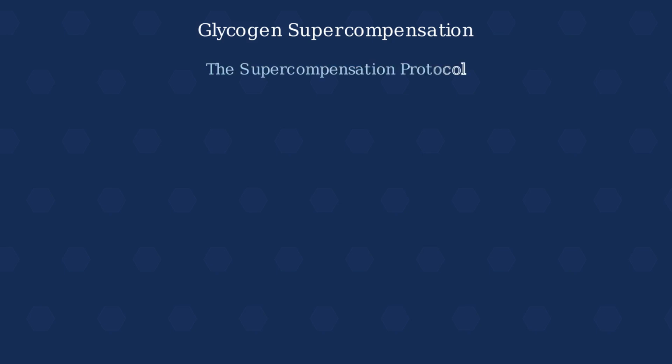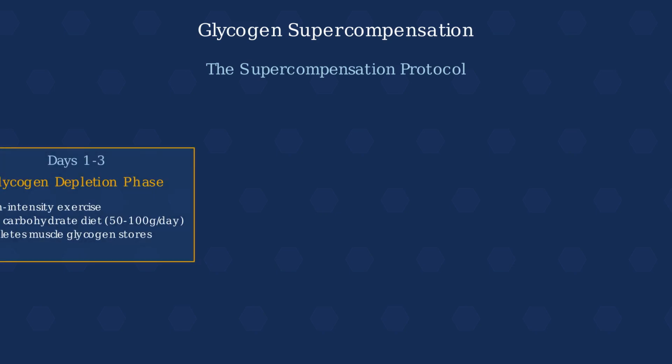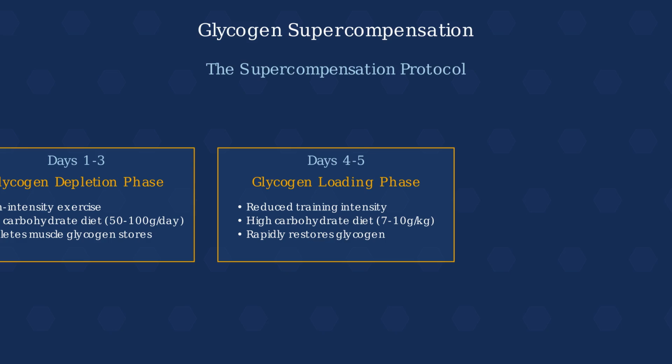The supercompensation protocol typically follows 3 main phases, spread over about a week. Days 1 to 3 focus on glycogen depletion through high-intensity exercise and a low-carbohydrate diet containing just 50 to 100 grams per day. This depletes muscle glycogen stores. During days 4 and 5, the loading phase begins with reduced training intensity and a high-carbohydrate diet of 7 to 10 grams per kilogram of body weight. This rapidly restores glycogen levels.